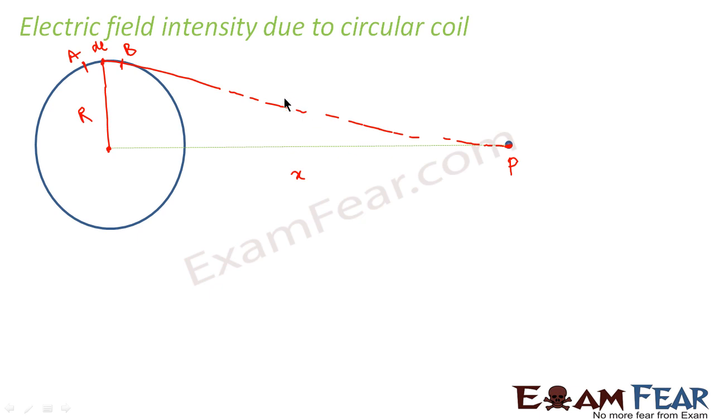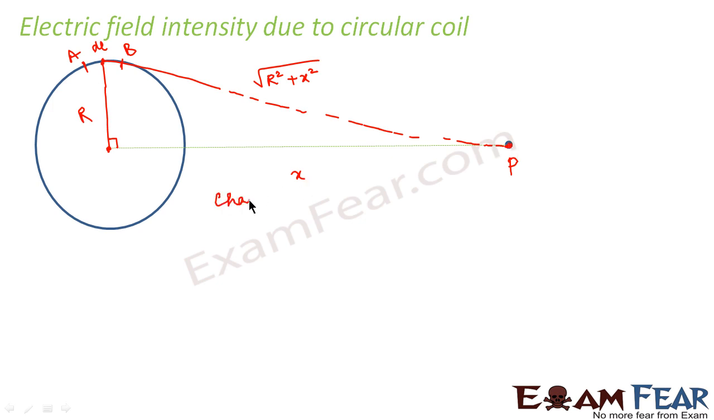Okay. So let us calculate. What will be this distance? This is 90 degrees, right? So this distance will be nothing but root over R square plus x square, by Pythagoras theorem. Now we will calculate the electric field due to this small element at this point.